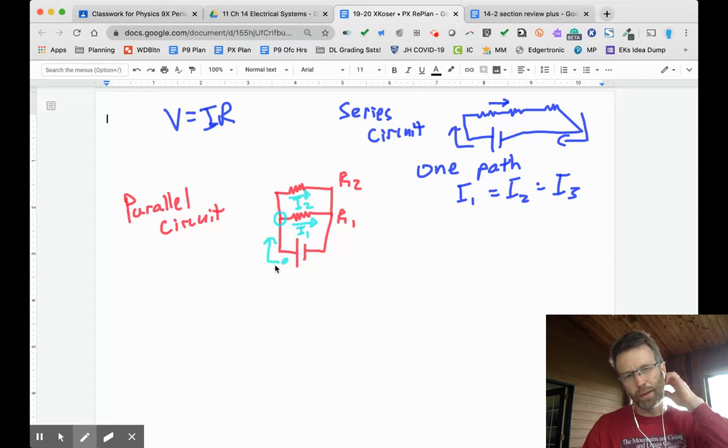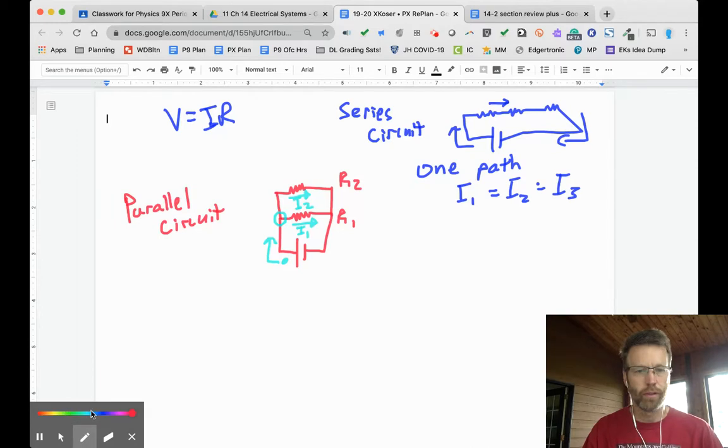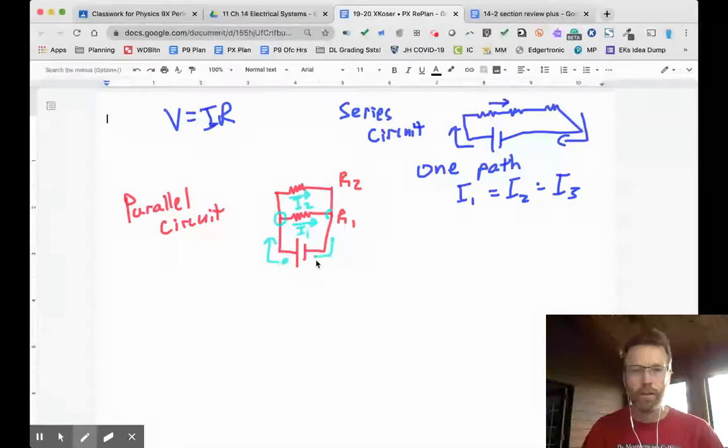So let's think about what happens. This current leaves this point, comes right here and has to split, and some goes through this path and some goes through the other path. But you'll notice over here, that current comes back together again, and that current returns back to this point after going through either resistor. And by the time we get down here, we find that the current is back to what it was before. I'm going to use the term I total right here to refer to the total current provided by the battery.